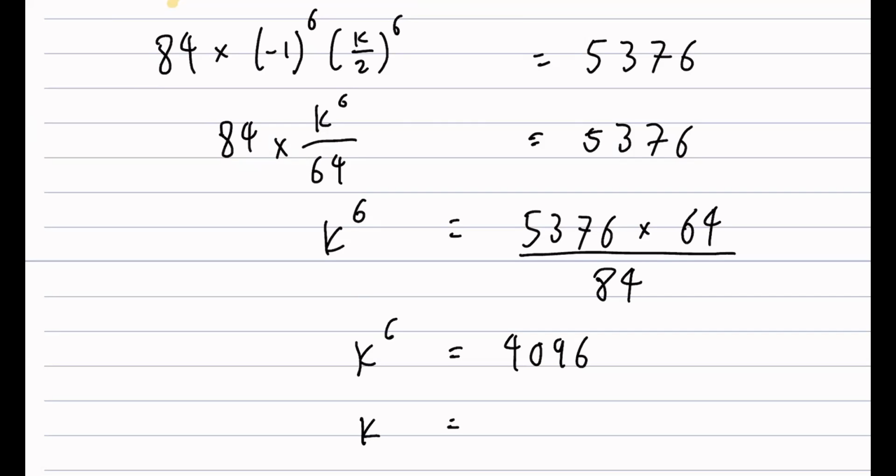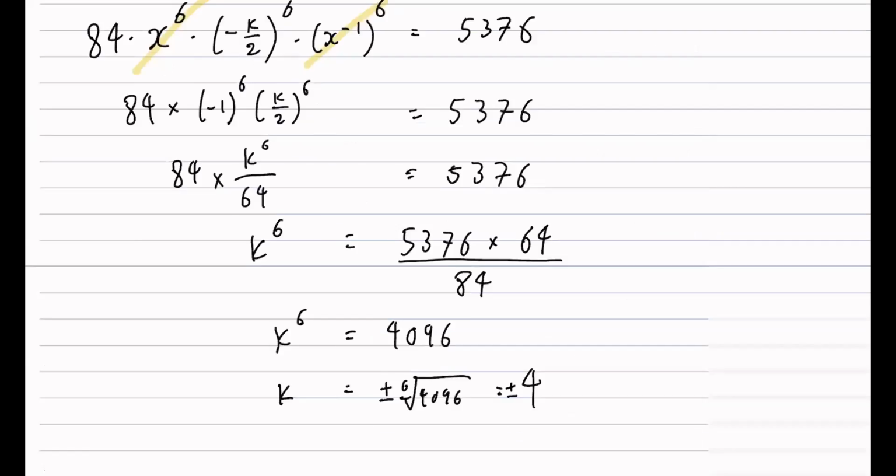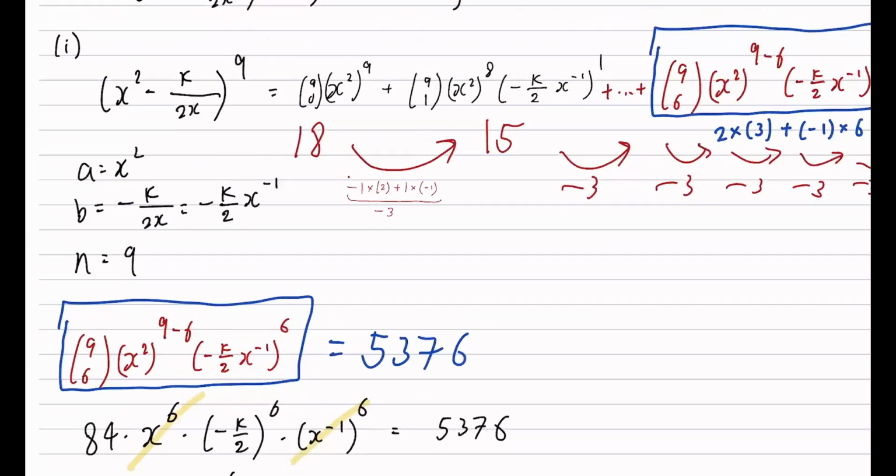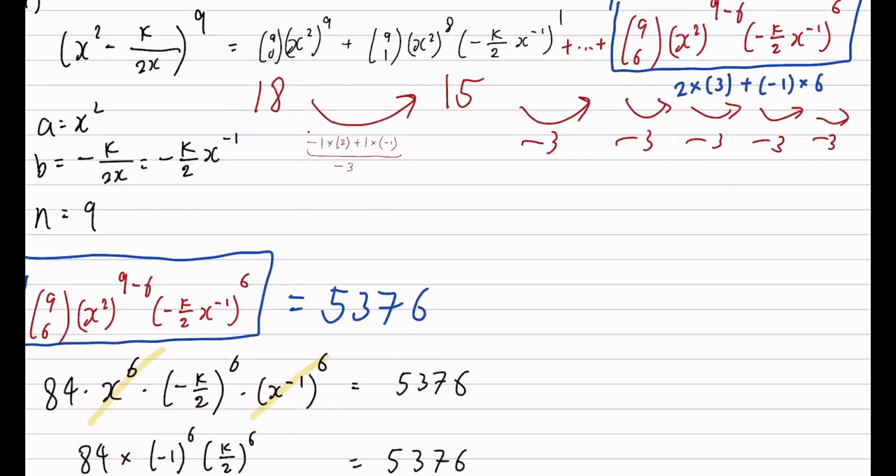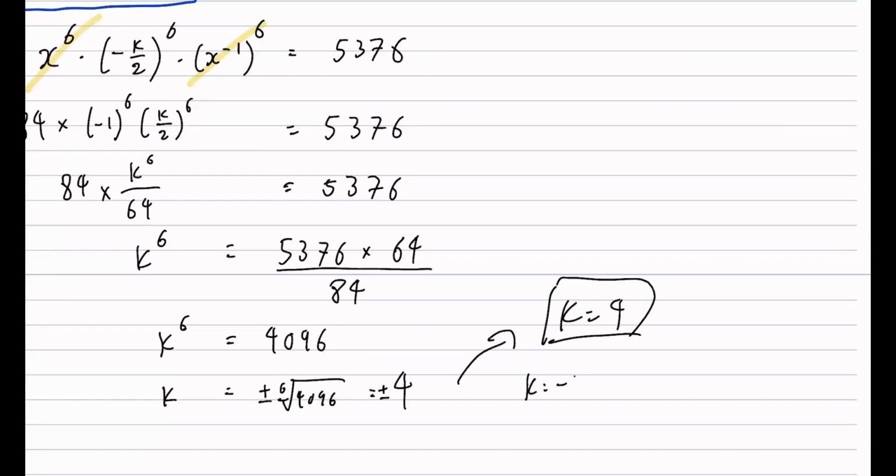Then solve for k. This one, plus minus 6th root of 4096. Alternatively, never mind. Just use calculator. I think it's faster. You get a 4. Plus minus. But of course, since we already know k is positive, remember, k is more than 0. So we reject. And then therefore k equals 4 only. K equals minus 4 is rejected. Okay, k equals 4. Shown. Is that okay? Yeah. Okay, part 1 done.